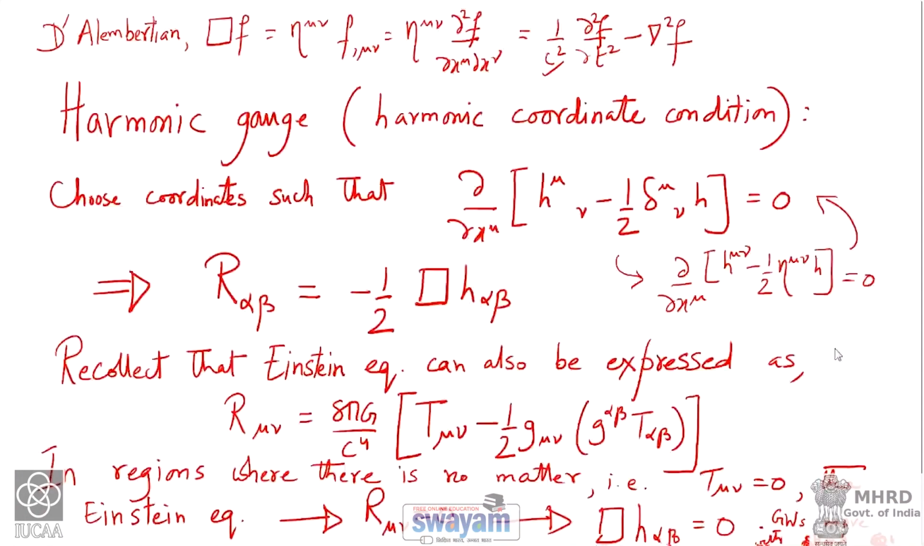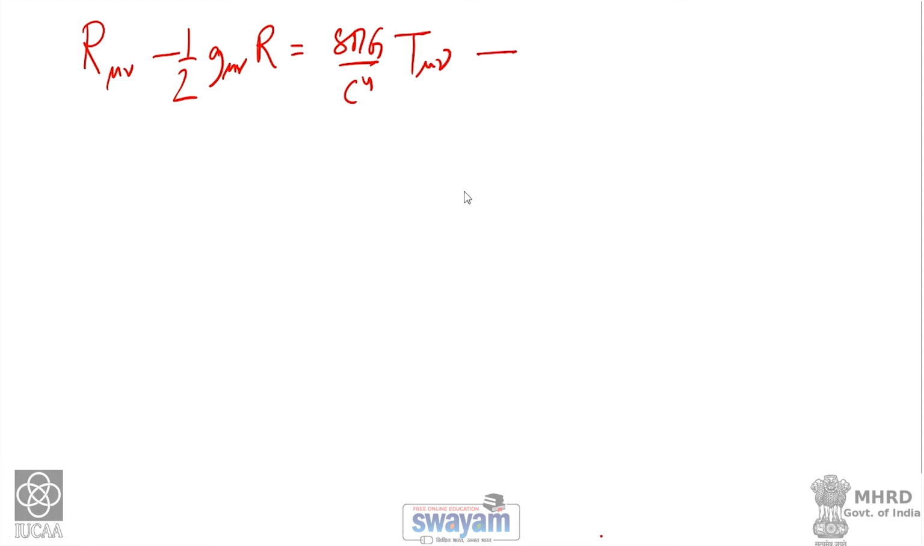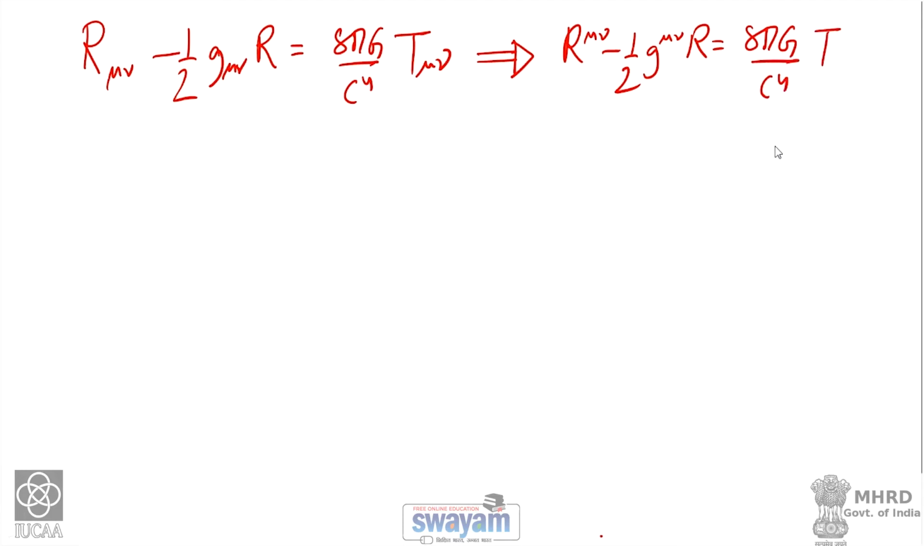So, we write down the Einstein equation, which is R_{μν} minus half g_{μν} R equal to 8πG/c^4 T_{μν}. Which is of course the same as, we can raise the indices of the whole thing: R^{μν} minus half g^{μν} R equals 8πG/c^4 T^{μν}. This is all equivalent. Now, what we want to do is, this is of course generally true, we want to do it for linearized gravity. We have already shown that R_{μν} with the harmonic gauge condition, we have already proved that this is h_{μν}.